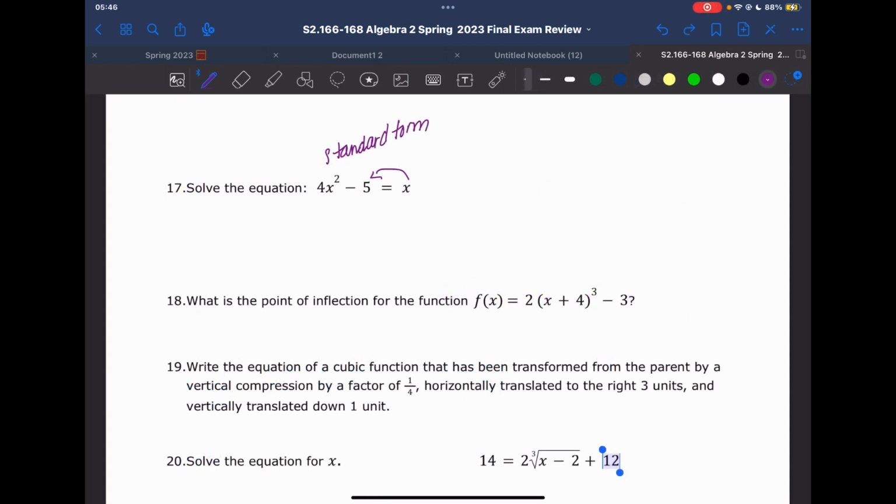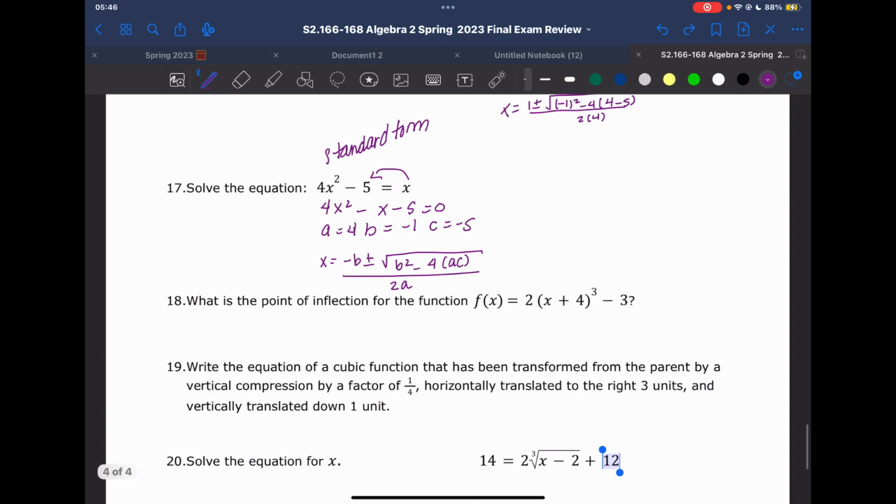You're going to want to convert this to standard form. So it's going to be 4x squared minus x minus 5 equals 0. We're going to use the quadratic formula because you can't factor this using the AC method. So a equals 4, b equals negative 1, c equals negative 5. And the quadratic formula is negative b plus or minus the square root of b squared minus 4ac, divided by 2a.